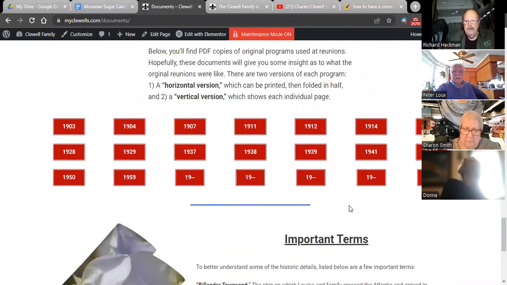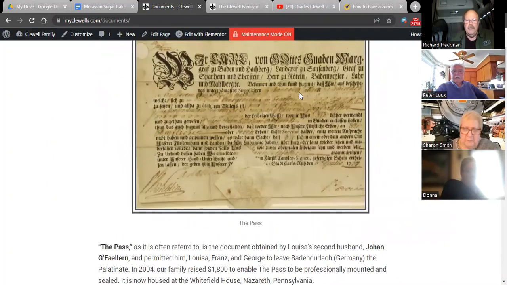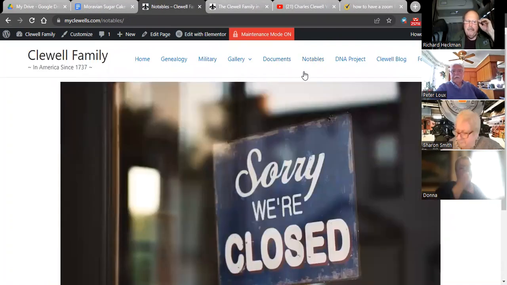Okay. But anyway, all these bulletins, I still got a whole bunch more to add, but these bulletins are available for people to download. Documents. Now here's one where nothing is going on, but I have a page here for what I'm going to call notable Clewells. Clewells who have done something interesting, something important, something remarkable, that are noteworthy.